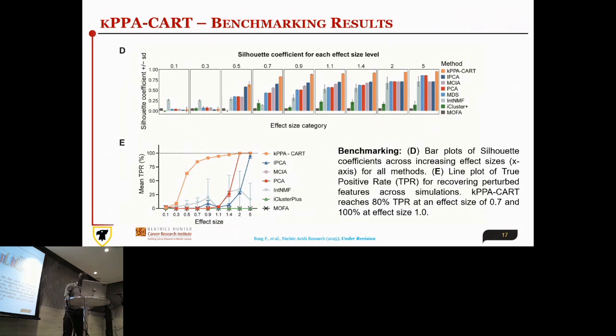Now on this here, we asked KPPA to identify the signals that we have artificially changed. And this is called the true positive rate, essentially. And as you can see, KPPA can pick up those effect sizes or those features quite well.